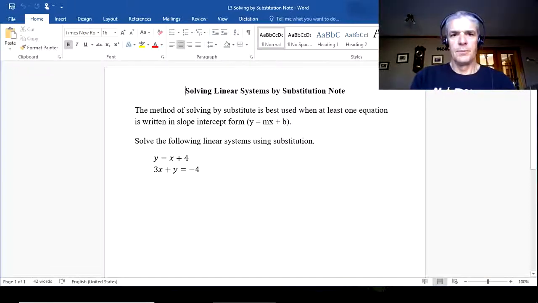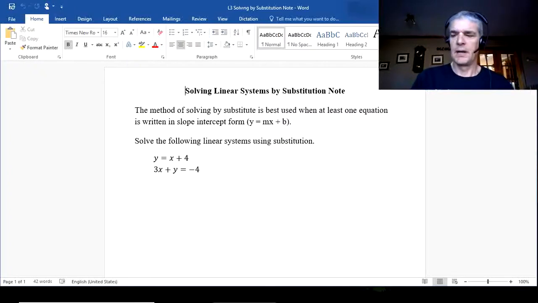All right, welcome to this lesson on solving linear systems by substitution. So at this point, we have solved linear systems by graphing and by elimination, and this time I'm going to do it by substitution. Okay, and I find that the easiest way to do these is, of course, show some examples and describe and explain what I'm doing as I move along.